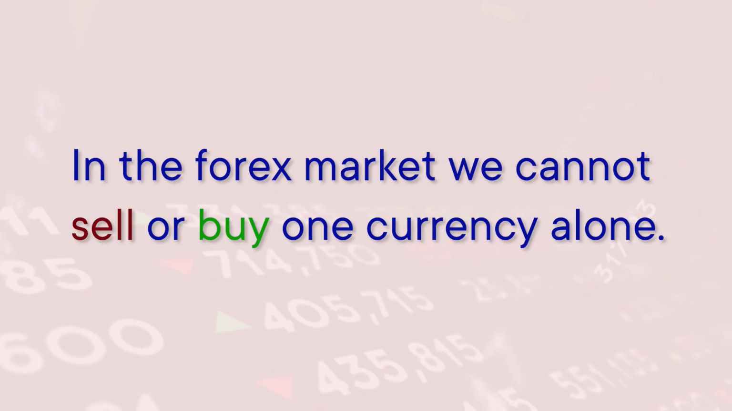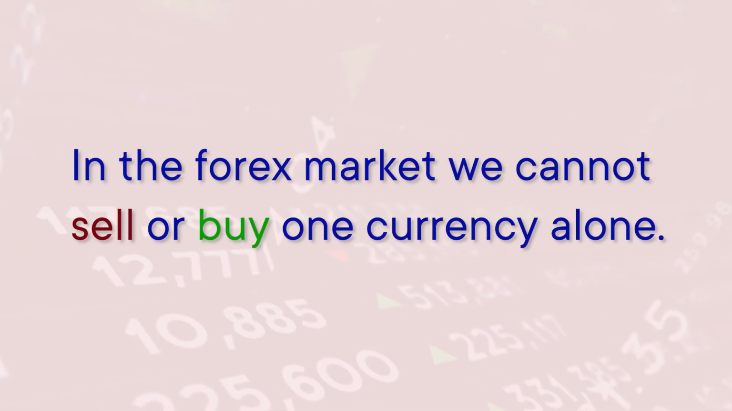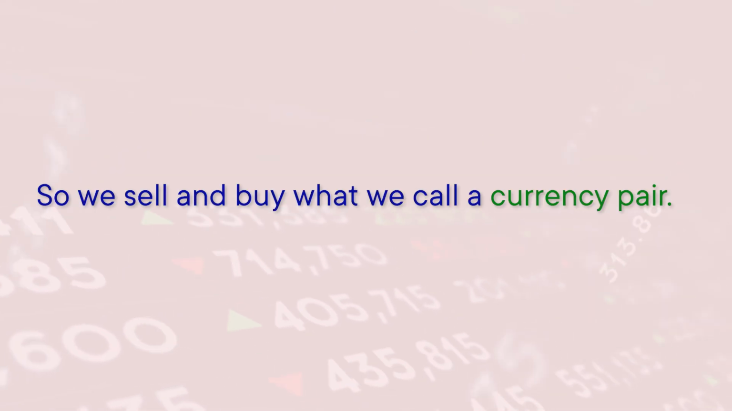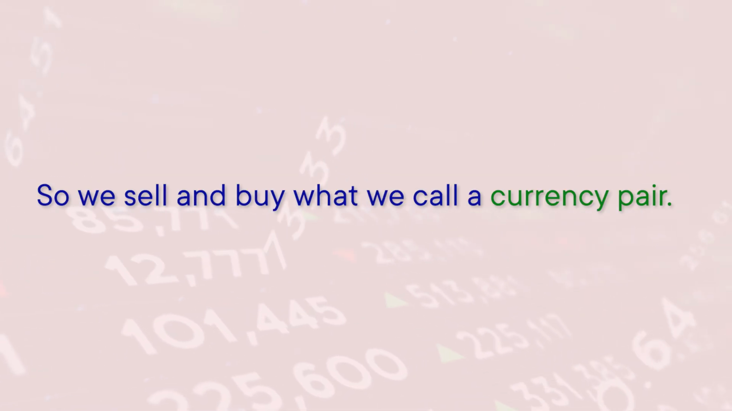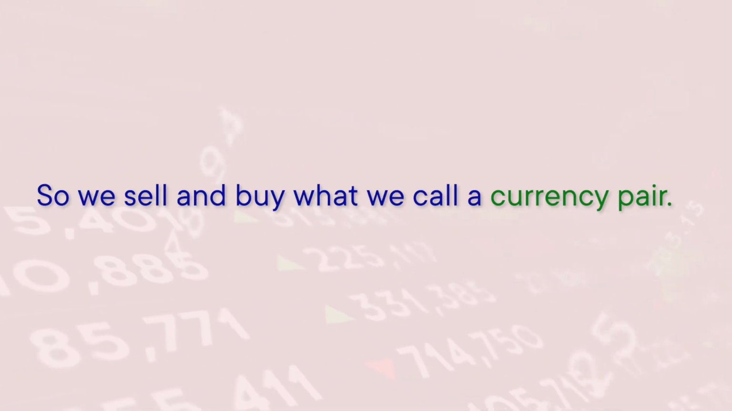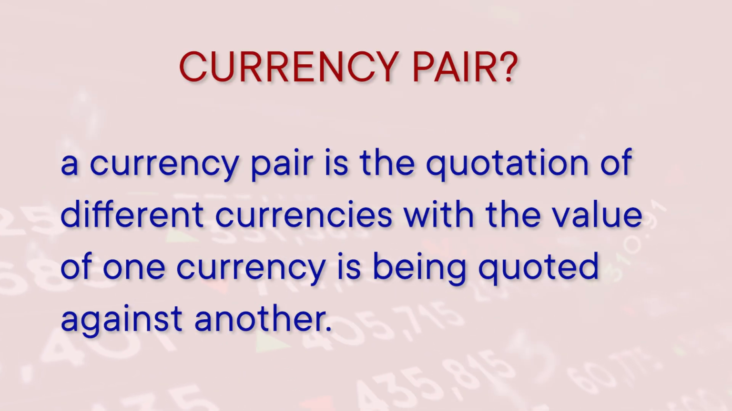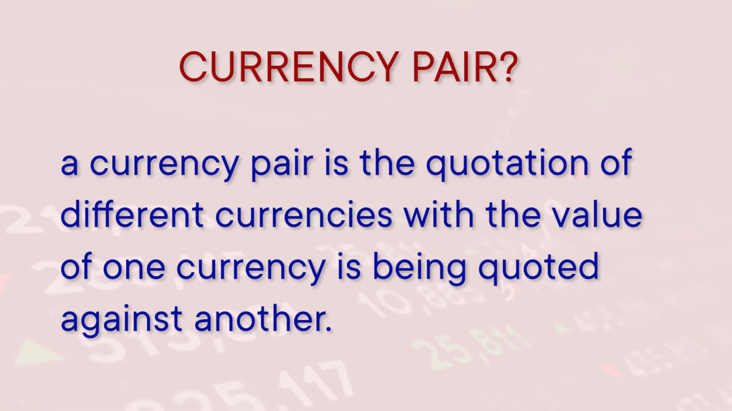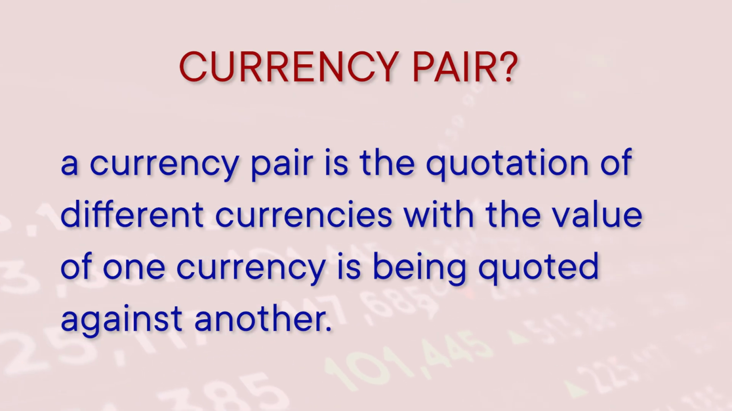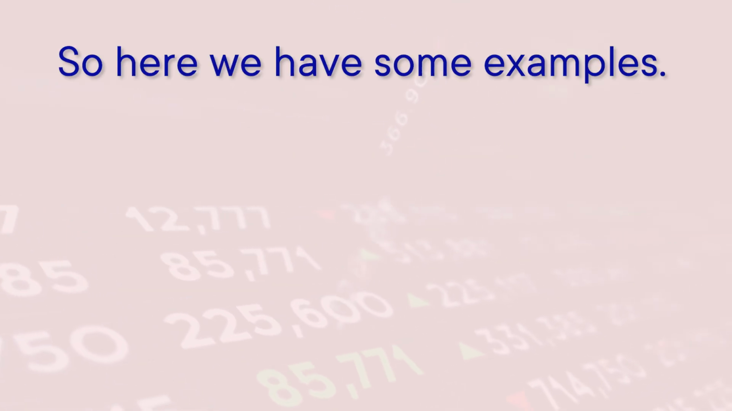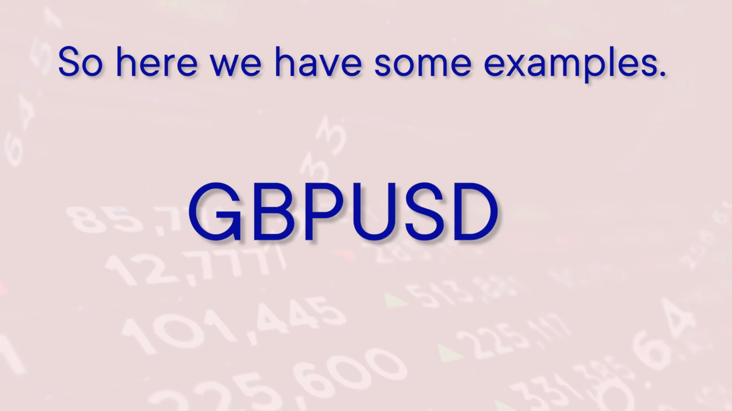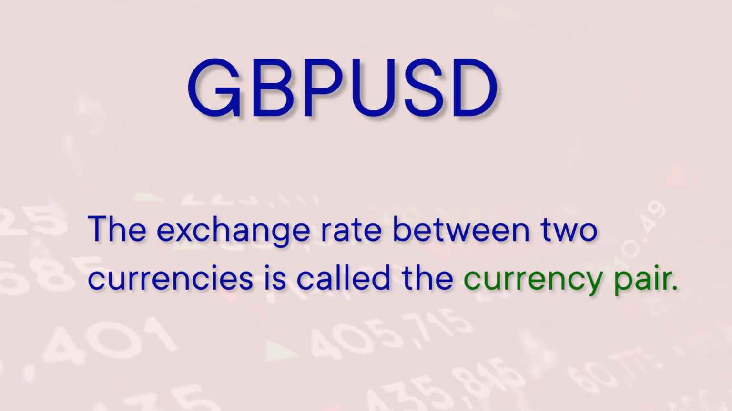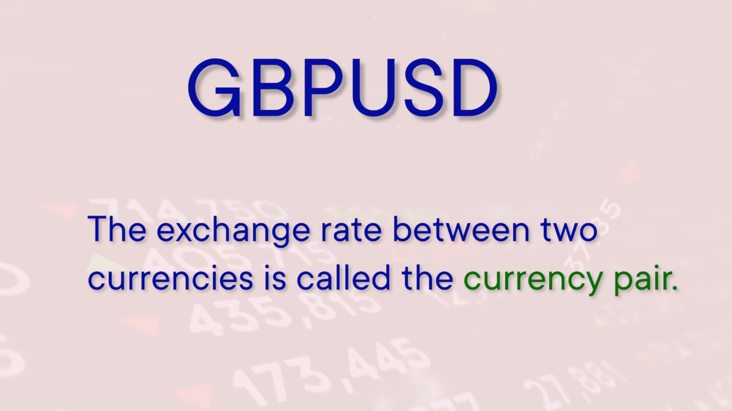In the forex market, we cannot sell or buy one currency alone. So we sell and buy what we call a currency pair. A currency pair is the quotation of different currencies, with the value of one currency being quoted against another. Here we have some examples. This is the pound versus the dollar. The exchange rate between two currencies is called the currency pair.